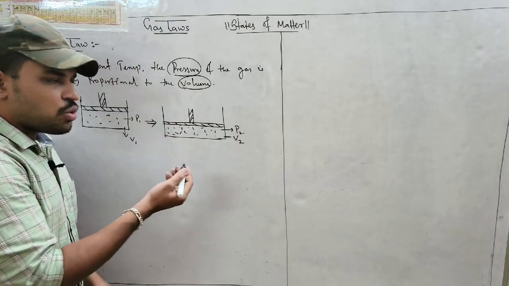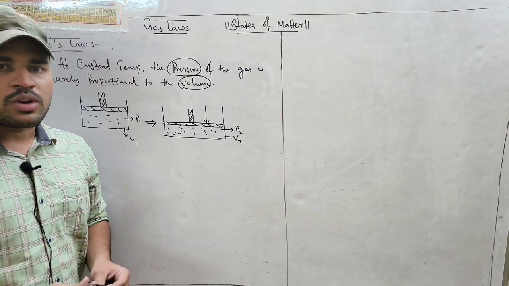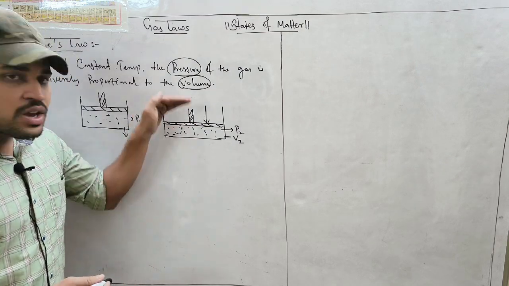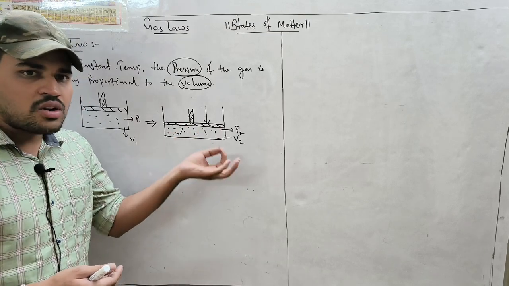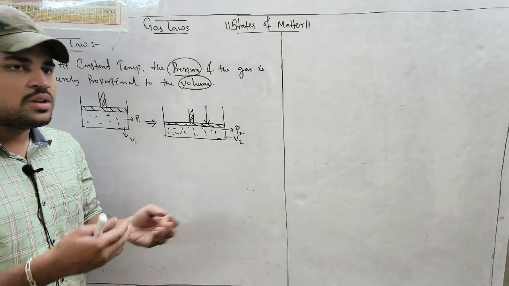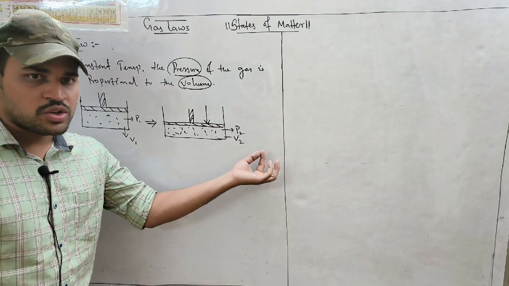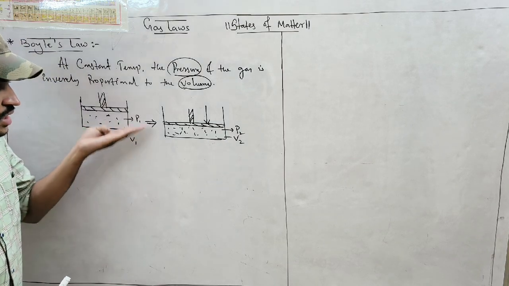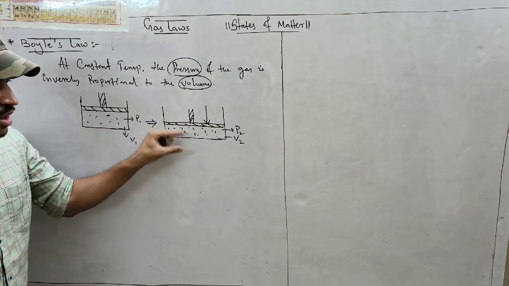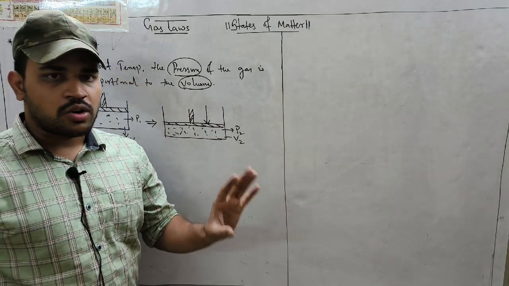How does the pressure increase? When you push the piston downward, we are doing work on the system. When work is done on the gas molecules, there will be compression and an increase in pressure. We will read about it further. So as we increase the pressure, the volume of the gas decreases. This is what Boyle's law is talking about.